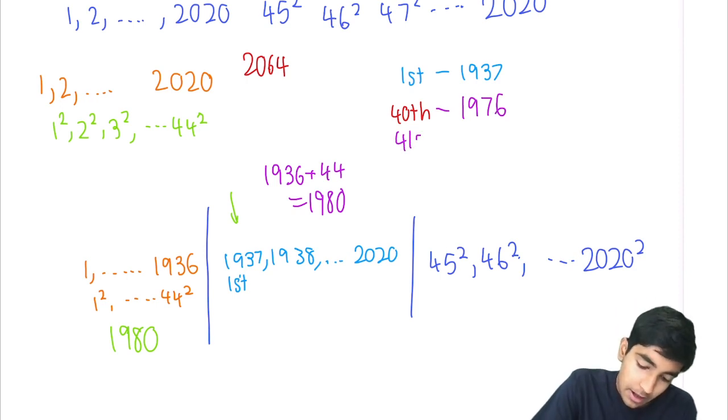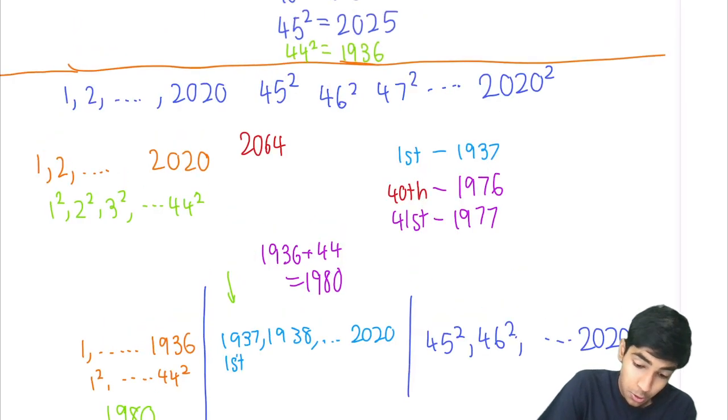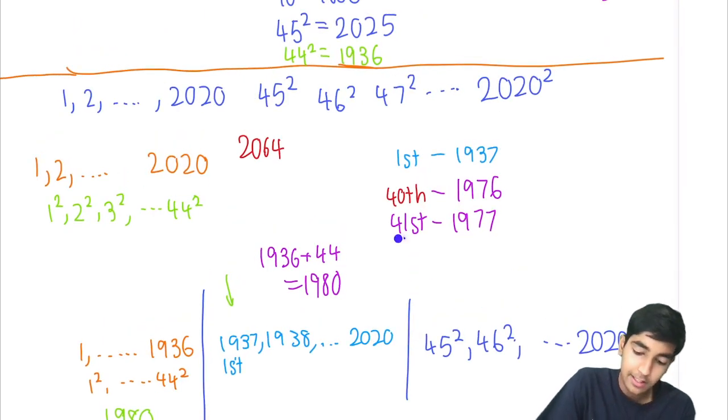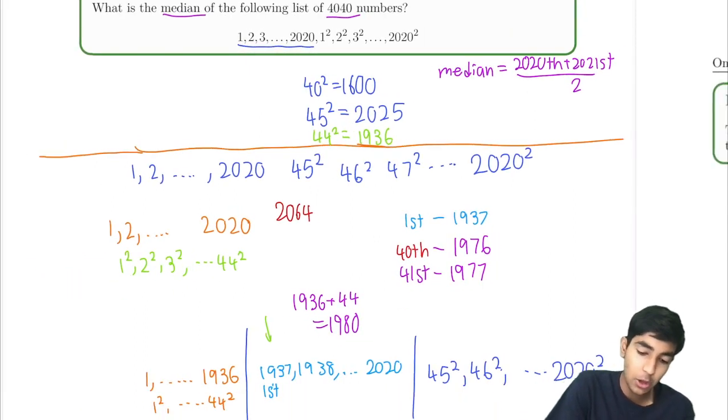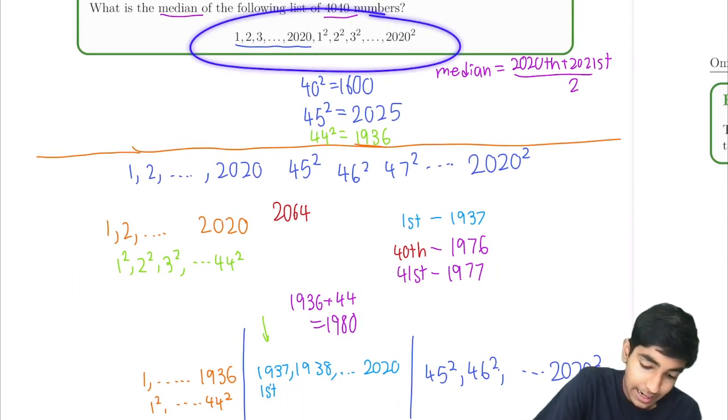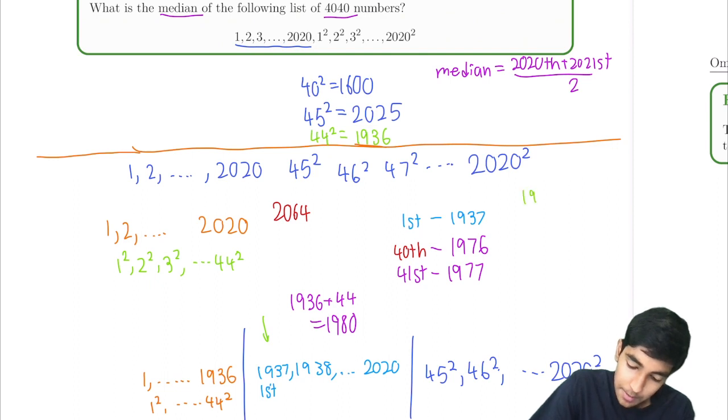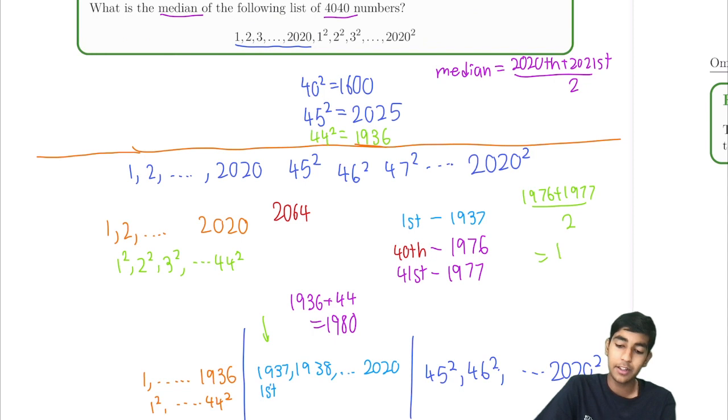The 41st number will be 1977. And those are the 40th and 41st numbers of this list, but they're also the 2020th and 2021st numbers of the whole entire list. So our answer is just 1976 plus 1977, divided by 2. You guessed it, 1976.5. And we are done.